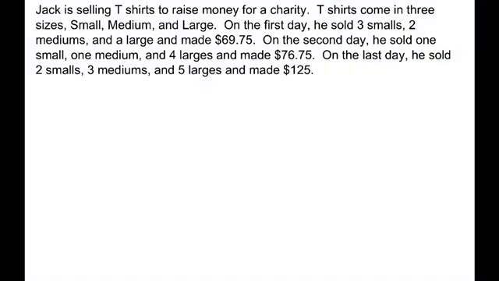We've got 3 sizes, small, medium, large, and it tells you on the first day what he did, on the second day what he did, and on the last day what he did. So what you need to do is write a system of equations, defining your variables, deciding what letter you would like to use for small, medium, and large, and then you can use your choice of methods, either Cramer's rule, matrix inverses, or reduced row echelon form to find the solution.